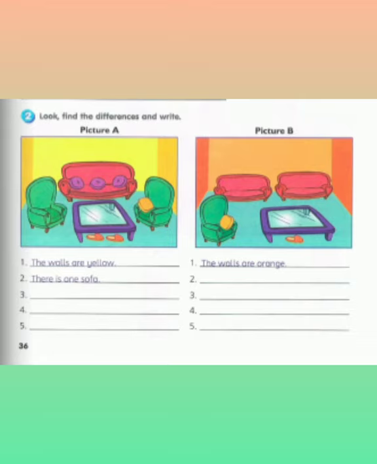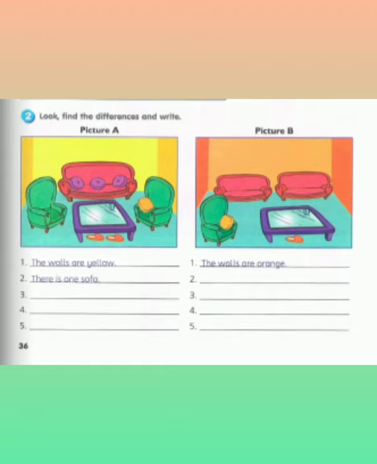Okay, for picture A, that's the example there. Ada contoh di situ. Okay, number 1, the walls are yellow. Okay, if you look at picture A, yes, the walls are yellow. So what's in picture B? The walls are orange. Dinding itu berwarna orange. Okay, number 2. There is one sofa. Kenapa dia guna there is? Because it's singular. One sofa, hanya satu. So, kita guna there is.